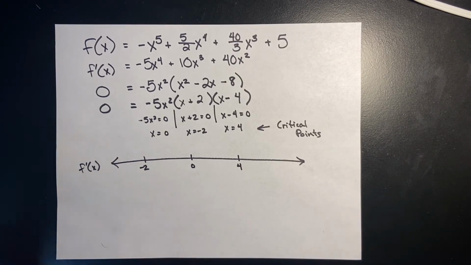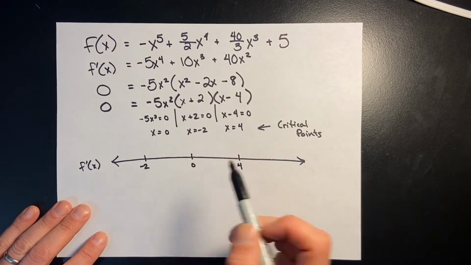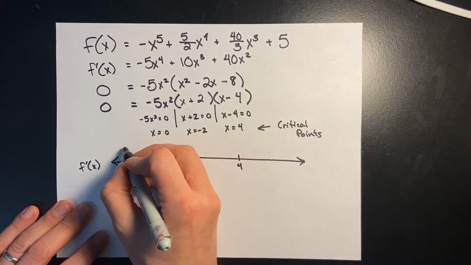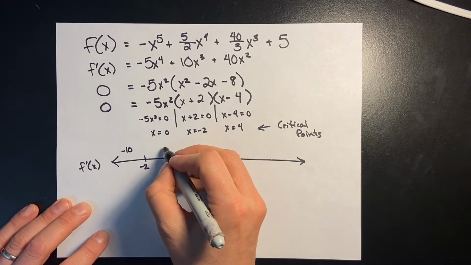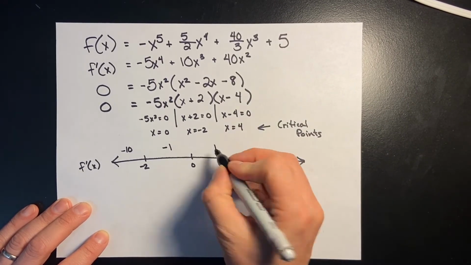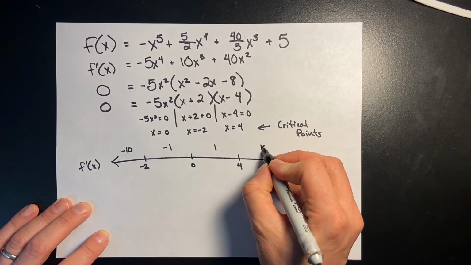So what I need to do now, and this was step 3 from the previous slide, is substitute a number within the interval into the derivative to find the sign. So when I say find numbers within the interval, like a number that I can choose anything smaller than -2, how about -10? Anything in between -2 and 0, how about -1? Anything in between 0 and 4, how about +1? Anything greater than 4, how about 10?